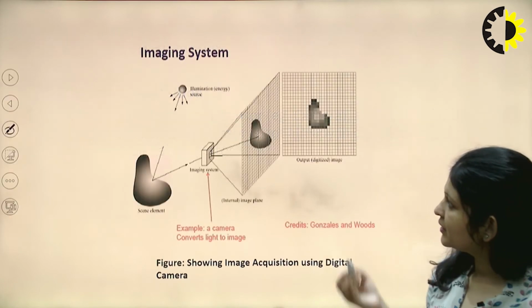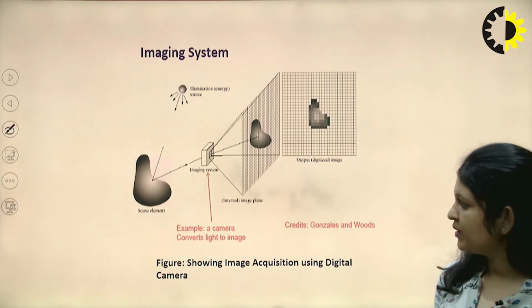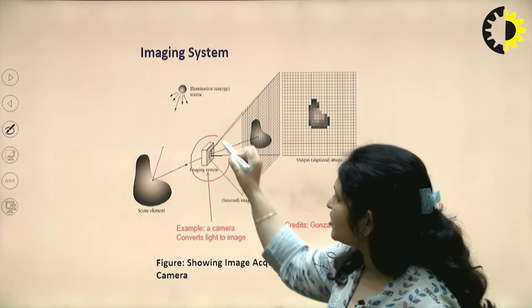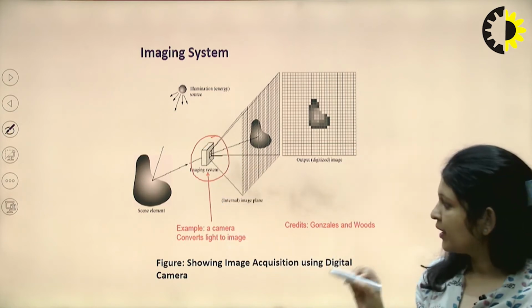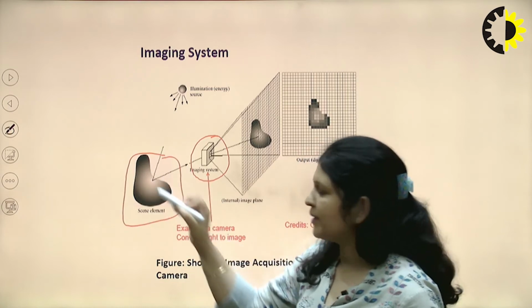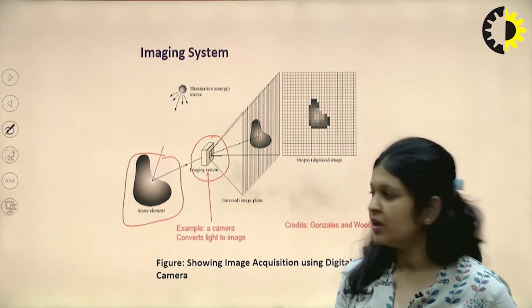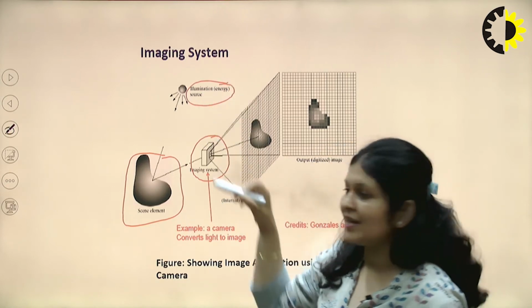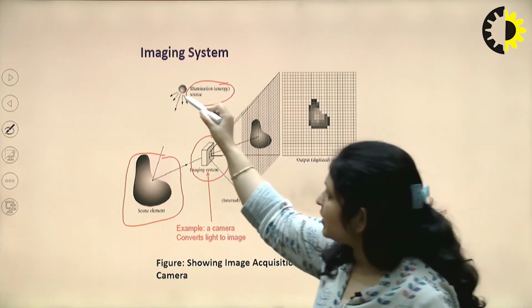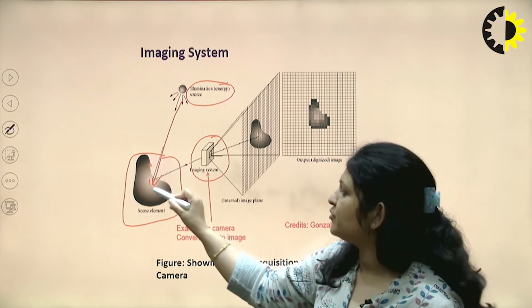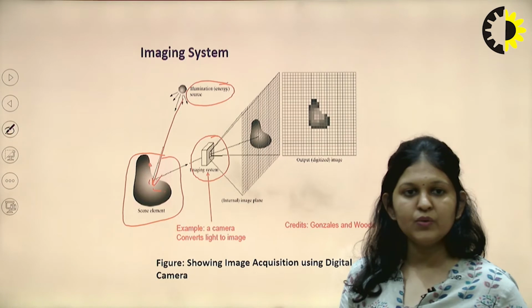Let's see the diagram for the imaging system. Here, this particular component is the imaging system, that is our camera. Here we have the scene element, that is the object or a particular scene that we want to capture. The illumination source is the light source that would be falling onto each and every point on the object that we want to capture into an image.